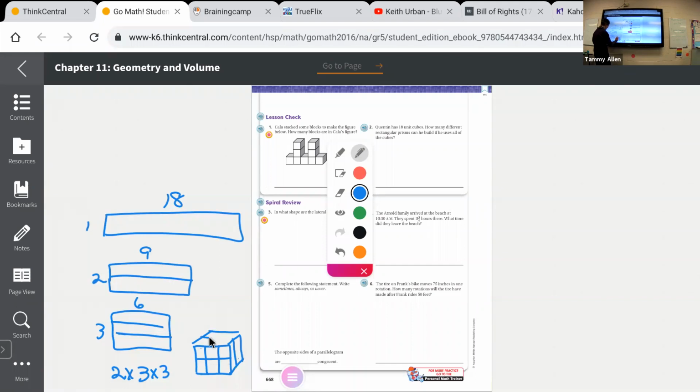That work? Yeah. 2 by 3 by 3? 9 on each layer? Yes? Yep. Okay, there's 4 of them. All right. There. Does that make sense? Yeah.